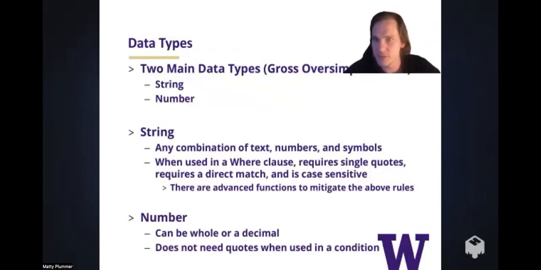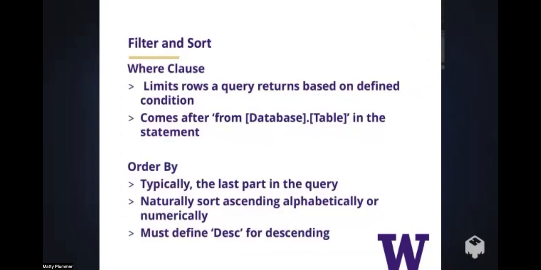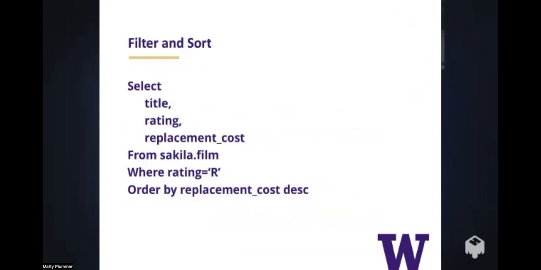Now this brings us into, let me remove this, a good little segue for data types. In this example where we use our where clause, we tell it what field we want the condition to be set on, and then we give it the condition. So we're saying go to the rating field and only return results that match or equal R. Now, the big call out here is you can see that R is in single quotes.